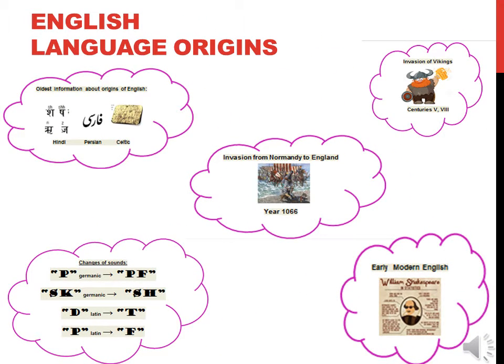To start, it's convenient to mention the origins of the English language. The oldest information we have is from the Celtic, Persian, and Indian scripts. After that occurred the invasion of Vikings in the 5th and 8th centuries, and the invasion from Normandy to England in the year 1066. With the passing of the years, there were many changes in pronunciation because all different languages and vocabulary coexisted. All this opened the door to Old English, Middle English, Early Modern, and Late Modern.